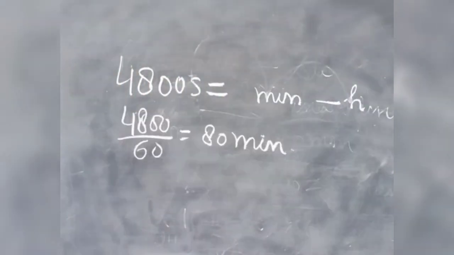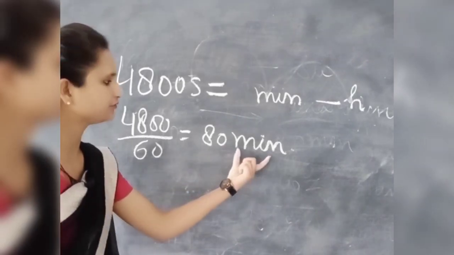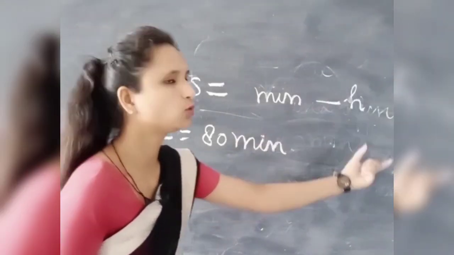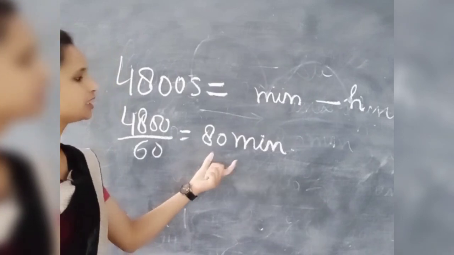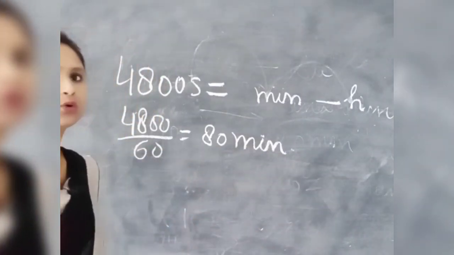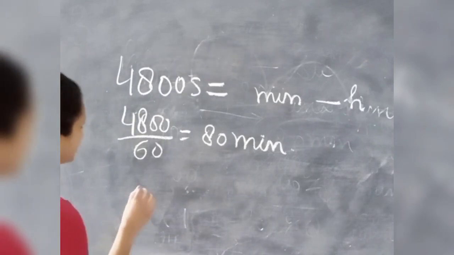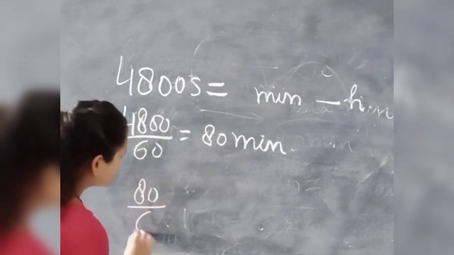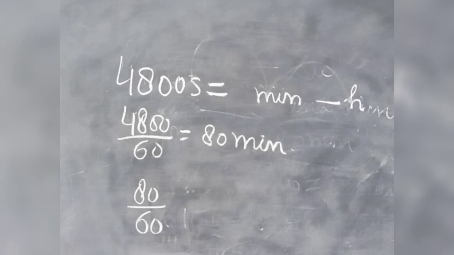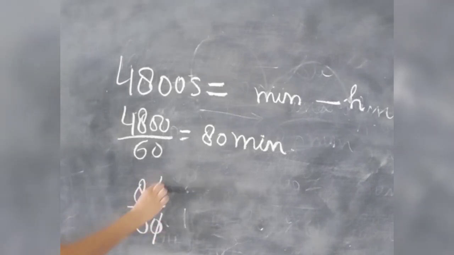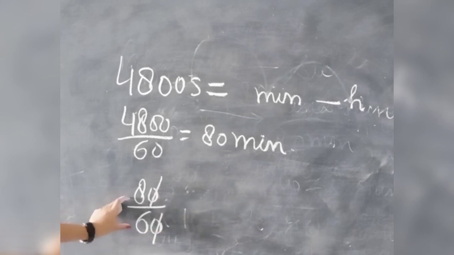Now we have to convert this minute into hours. For converting minutes into hours, what do we do? We divide the number by 60. So we will again divide 80 by 60. Again you can cut this one zero with this one zero, and you are left with 6 and 8.